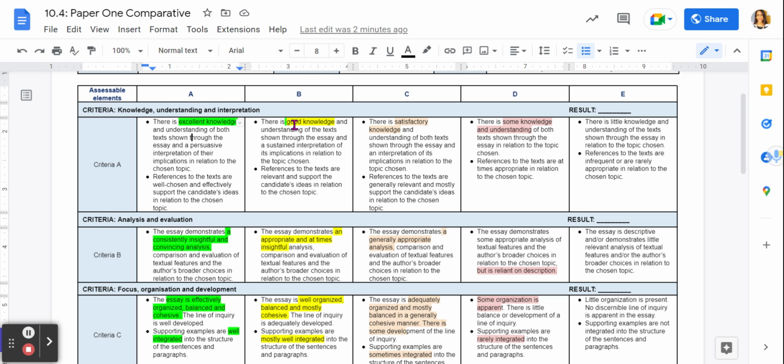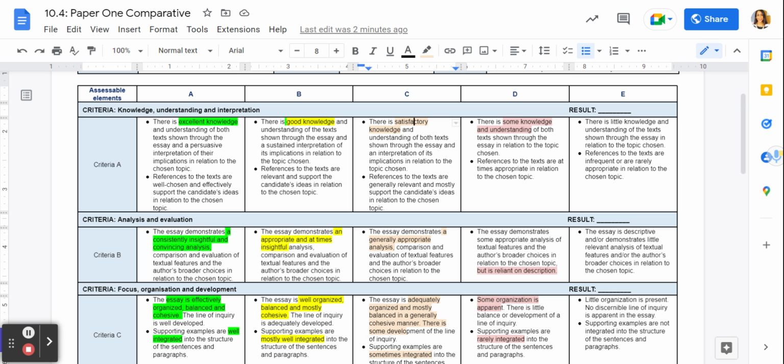You'll see the difference is that there's excellent knowledge at level A, level B, there's good knowledge, level C, satisfactory knowledge, level D, some knowledge and understanding. Okay, so what this is saying is that in order to get an A or a B, for example, you need to have excellent knowledge of both of the texts that you have chosen, and there needs to be a very persuasive analysis, almost to the point that your analysis is so convincing because you've analyzed each text thoroughly and you've also used some good supporting evidence.